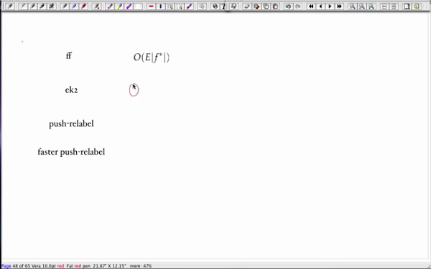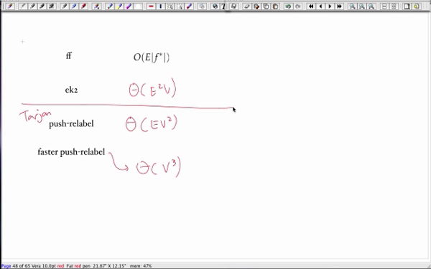So, we started with Ford-Fulkerson. We've come to E squared V, and Tarjan, our favorite algorithmics professor at Princeton, has a way of doing this in EV squared, and if you do this faster, you can do this in V cubed time. So these two methods are not very complicated. They're actually quite simple. They rely on this principle of pouring water from the source and letting water run downhill and making sure that there's no spillage, essentially. It's a very physical analogy.